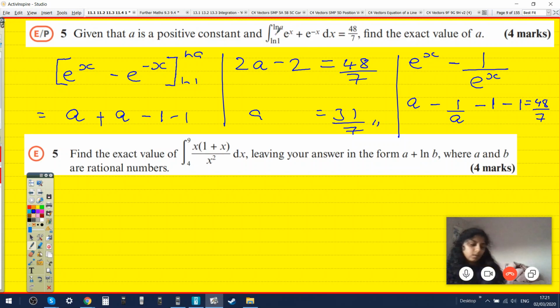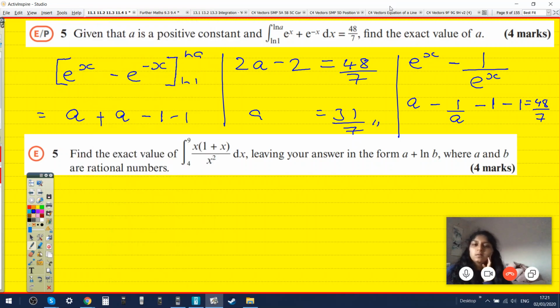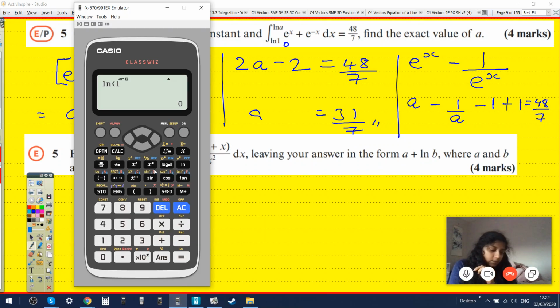Let's see. So we're subbing in 0. What is minus 1 over e to the 0? Why would it be 0? Ln 1. Oh, ln 1 is 0. Yeah, so e to the 0 is 1. So you just have 1 minus 1, but it's in brackets. You're correct. That's minus minus, so that would just cancel out. So you have a minus 1 over a is equal to 48 over 7.